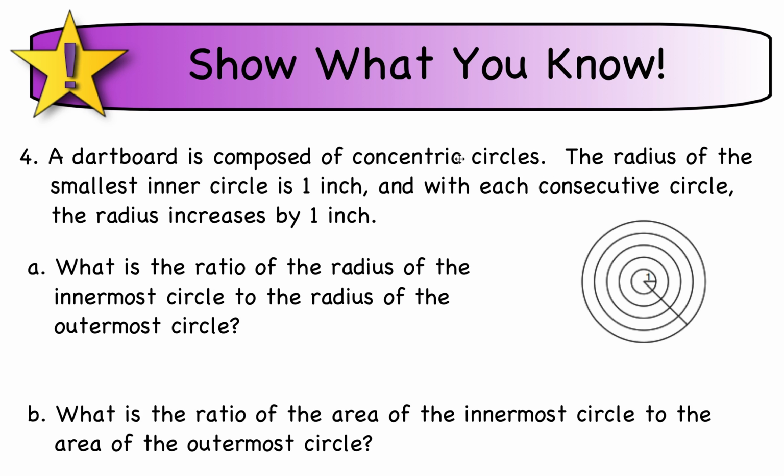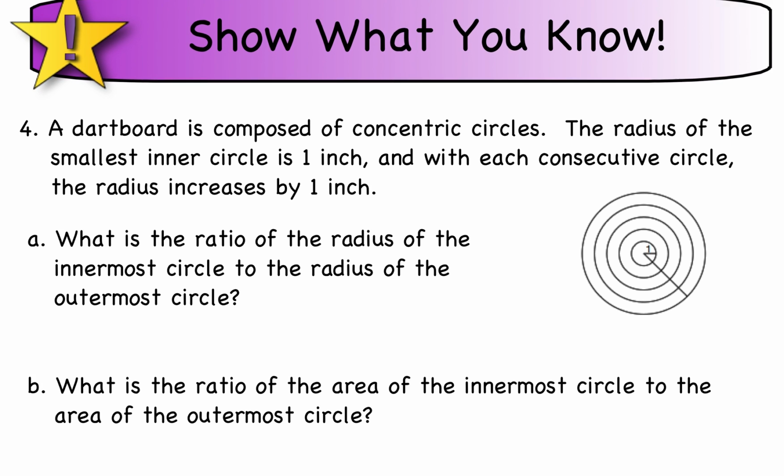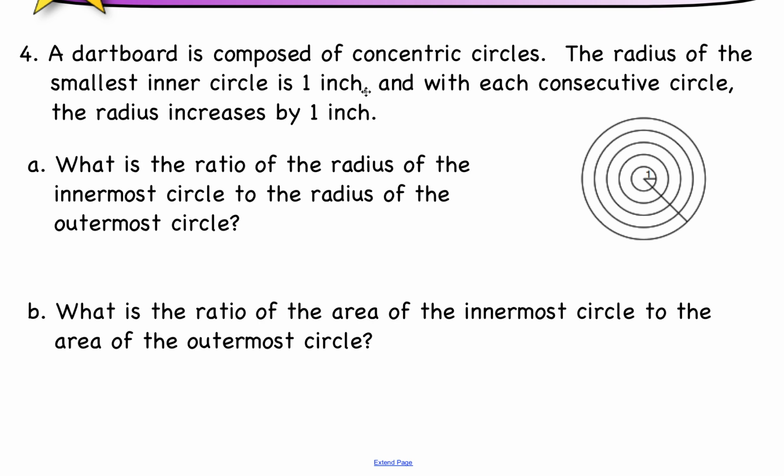Okay, so here's a couple more problems. It says a dartboard is composed of concentric circles. The radius of the smallest inner circle is 1 inch, and with each consecutive circle, the radius increases by an inch. So letter A says, what is the ratio of the radius of the innermost circle to the radius of the outermost circle? So let's take a look at that. So in this innermost circle right here, we have a radius of 1. And if we keep going out, this one has a radius of 2, and then 3, and then 4, and then 5.